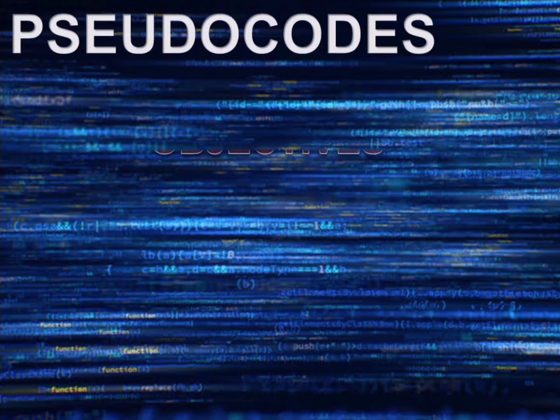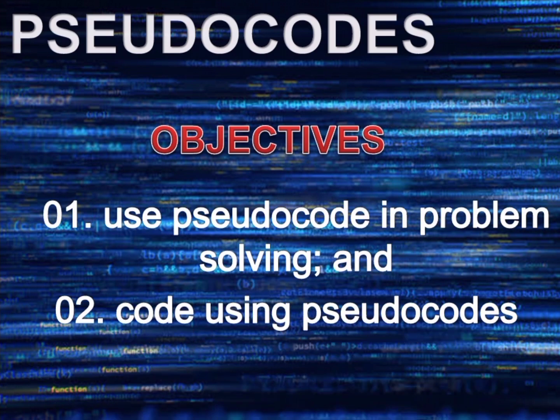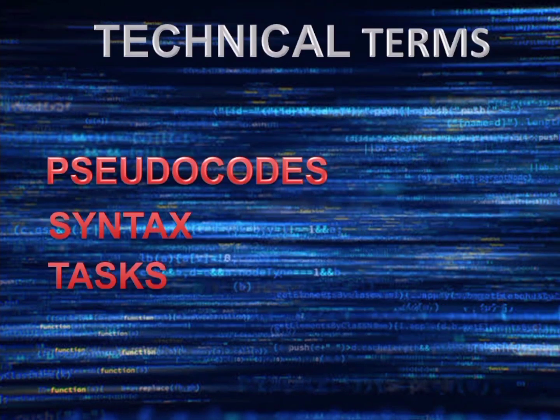Pseudocode objectives: 1. Use pseudocode in solving a problem. 2. Code using pseudocodes. Pseudocode is used to describe processes using natural language. Syntax is a set of rules that defines the combinations of symbols that are considered to be a correctly structured document or fragment in that language.